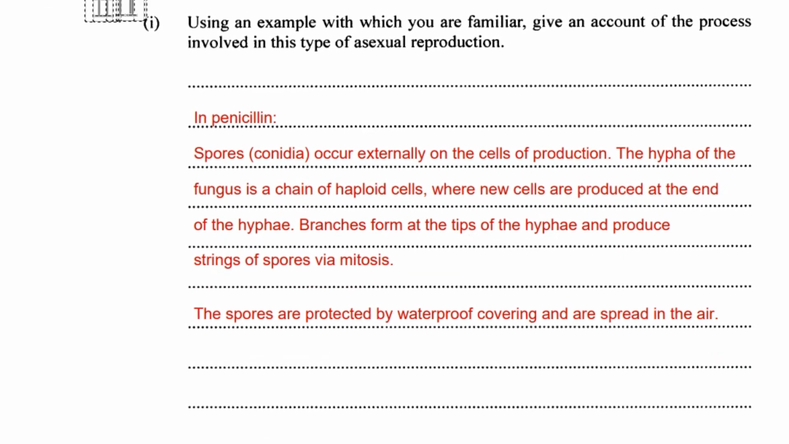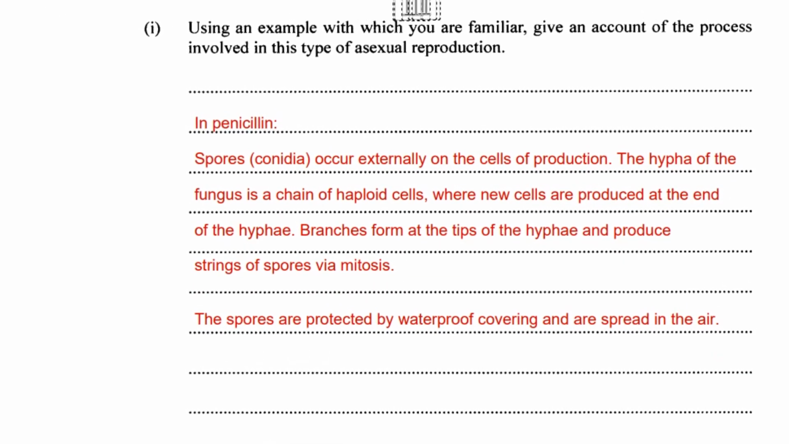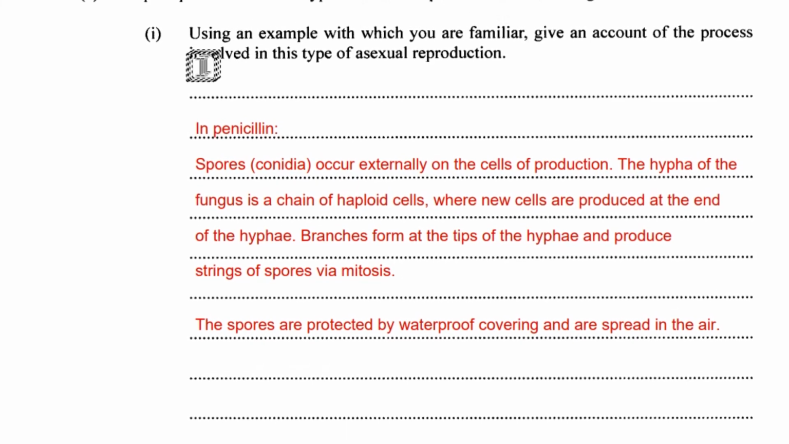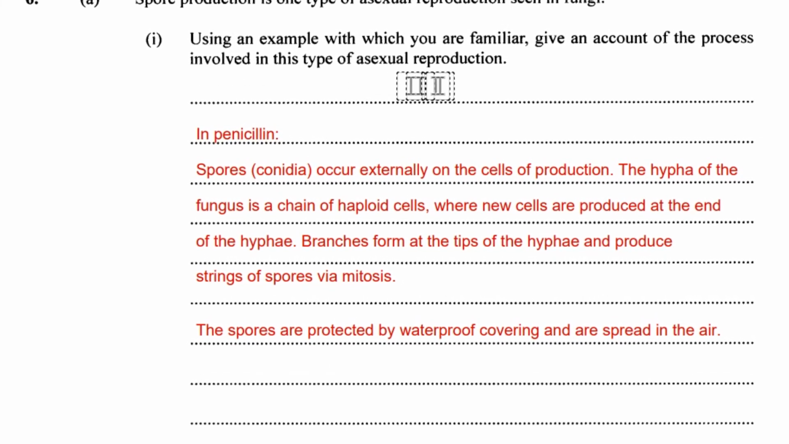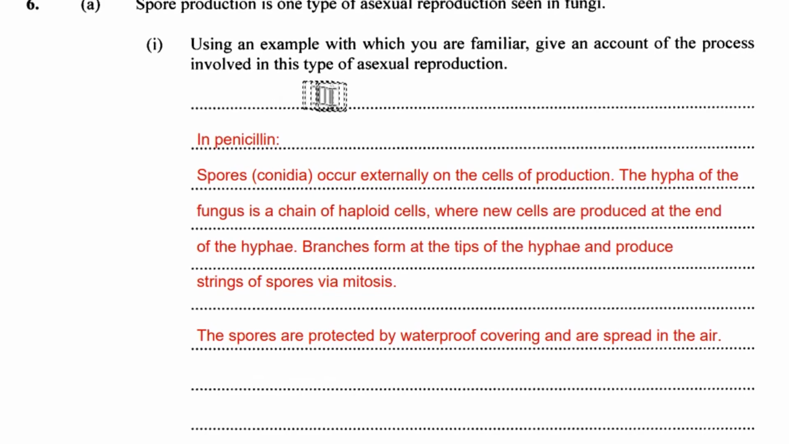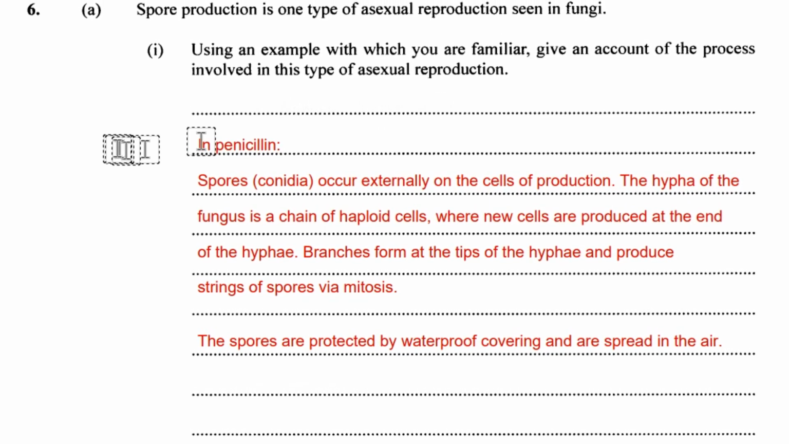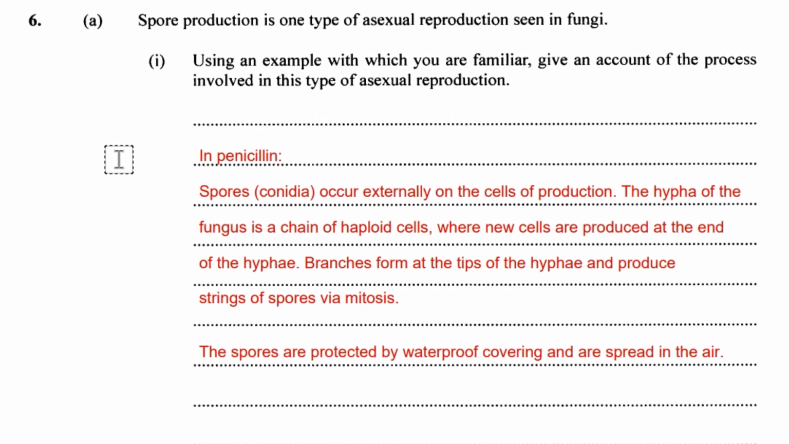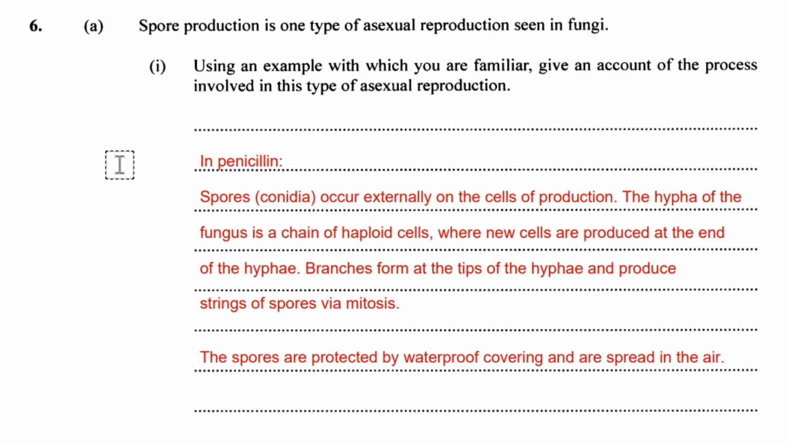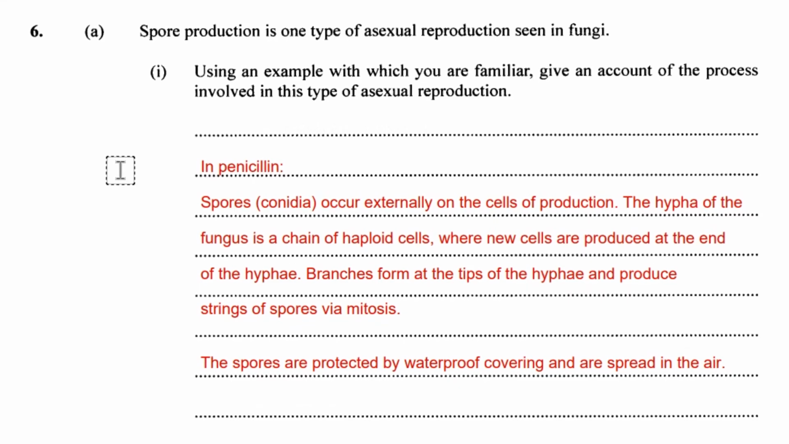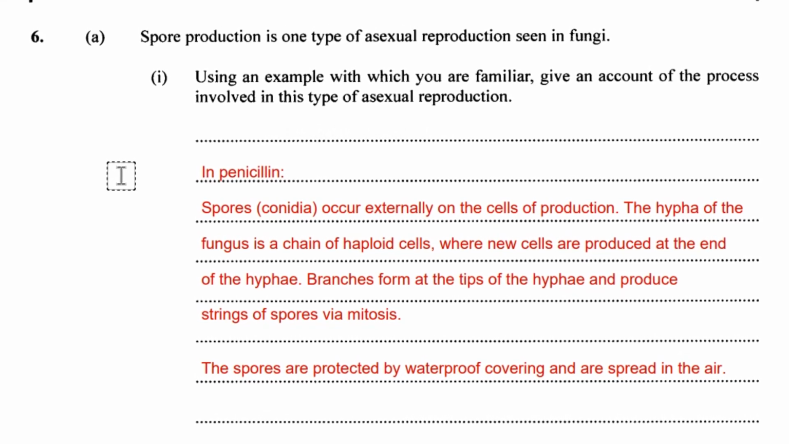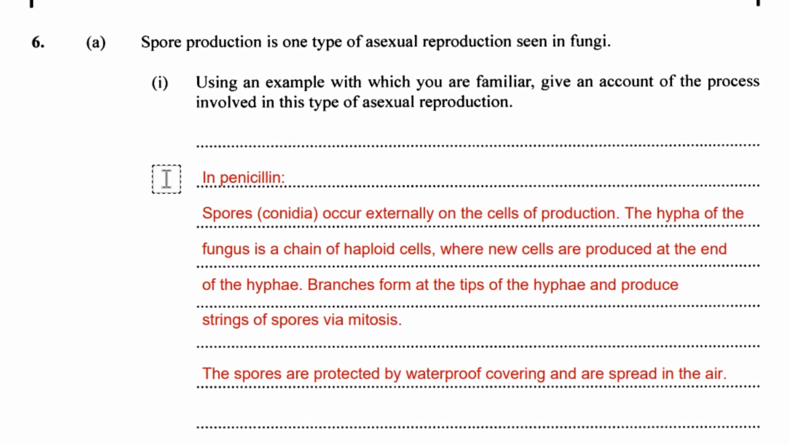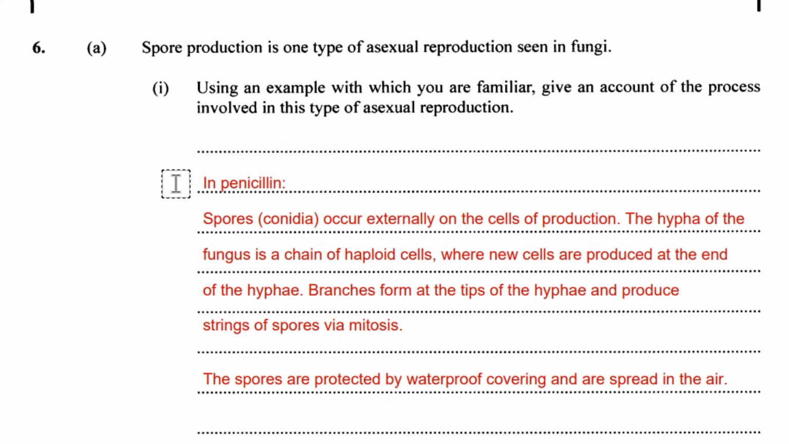Question 6a. Spore production is one type of asexual reproduction seen in fungi. Use an example with which you are familiar. Give an account of the process involved in this type of asexual reproduction. I should note that in 2022, at the time I'm doing this video, they've actually taken spore production and so on out of the syllabus. So I'm not going to spend too long on it, but just for the sake of doing the question, I'm using the example of penicillium.